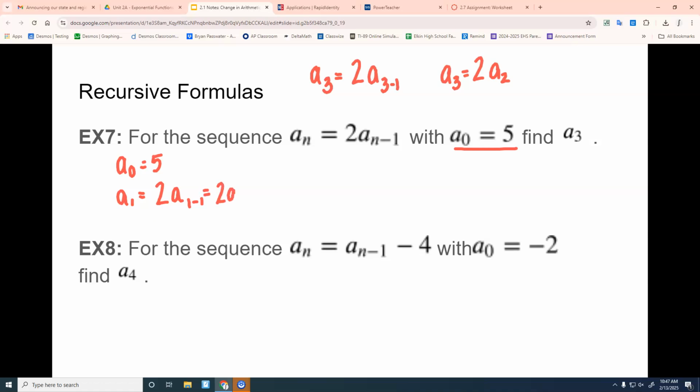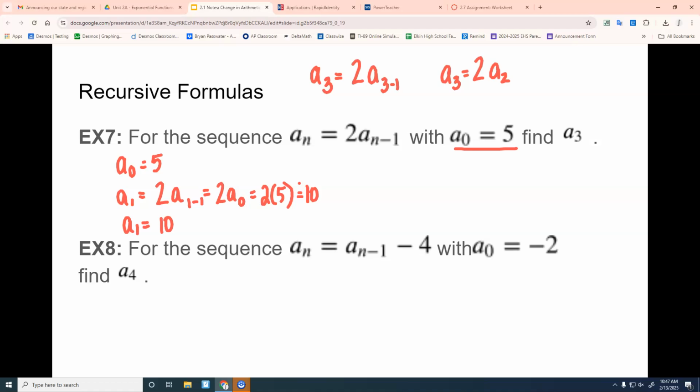And that is going to be 2a sub 0, right, because 1 minus 1 gives me 0. What is a sub 0? It is 5. So this is 2 times 5. I get 10 for my a sub 1. So we can conclude that a sub 1 equals 10.